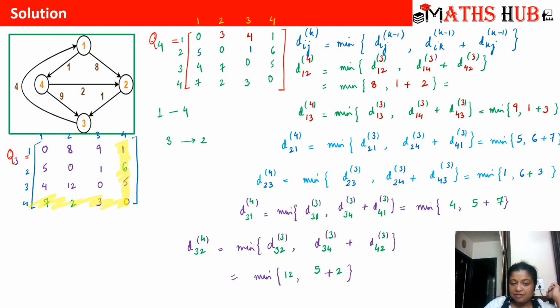So how is 3 to 2 equal to 7? Just search for it, between 3 and 2, just check how it is 7. Can you see how it is 7? Yes. Between 3 and 2, go from 3 to 1, then go from 1 to 4, and then go from 4 to 2. So you can see 4 plus 1, 5 plus 2. So you can cover any shortest path between any vertex to any other vertex with the help of the last weighted matrix.